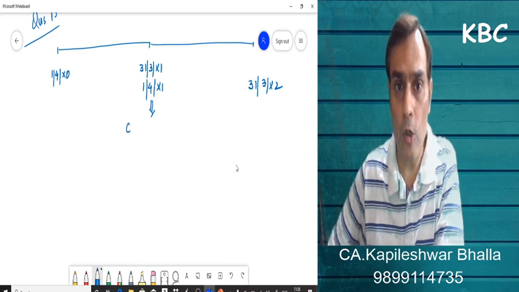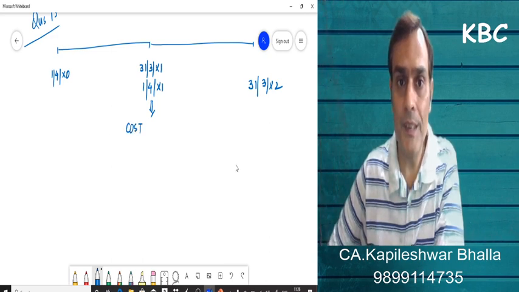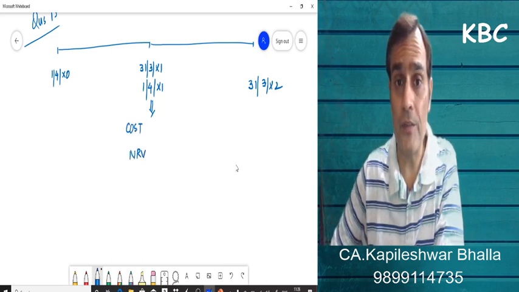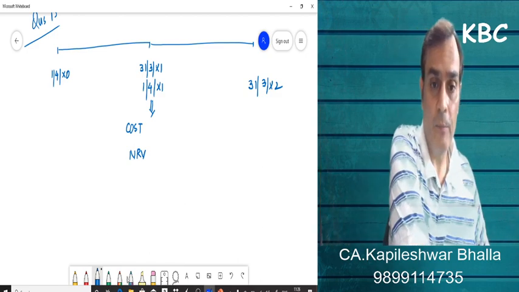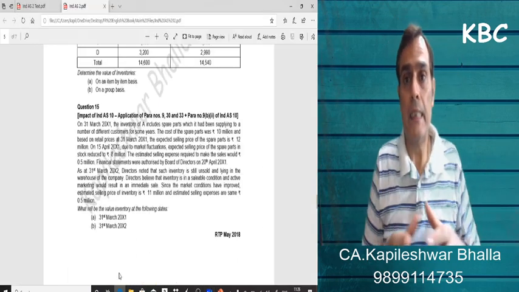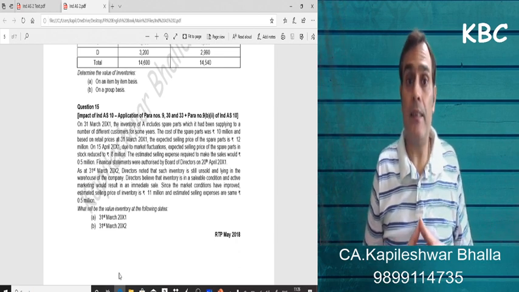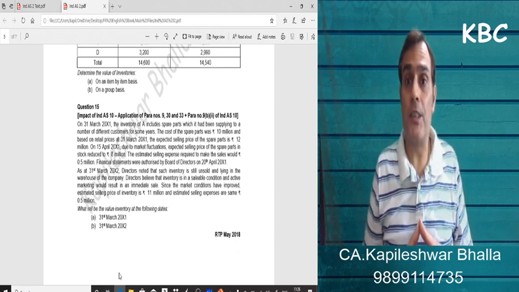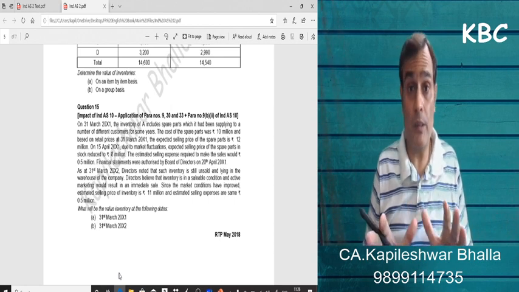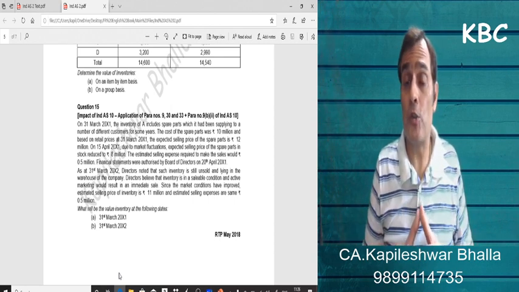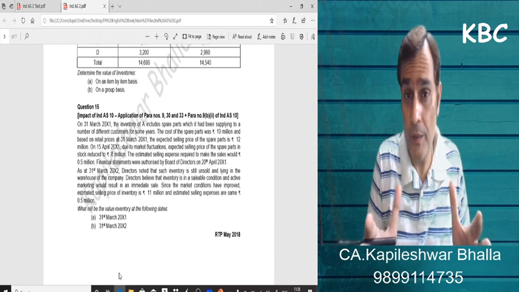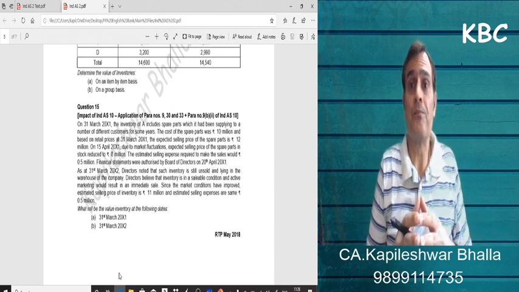We are given the cost of the inventory and we are given the NRV of this inventory. So let's, I think, carefully pick up the data. It says on March X1, the cost is 10 million and the expected selling price is 12 million. Now, I am not given any estimated cost to make sale. So I think let's read further if there is any information.